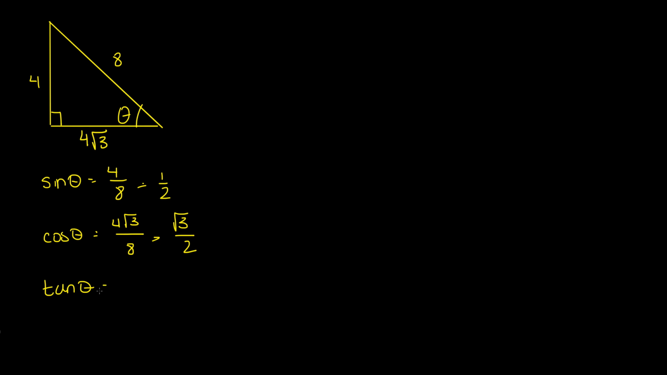Tangent of theta is going to be 1/2 over root 3, which is just going to leave us with, let's see, actually I'll do it like this, 4 over 4 root 3, which equals 1 over root 3, and because we're in Algebra 2, we have to rationalize this. So multiply root 3 to the top and the bottom. We get root 3 over 3.